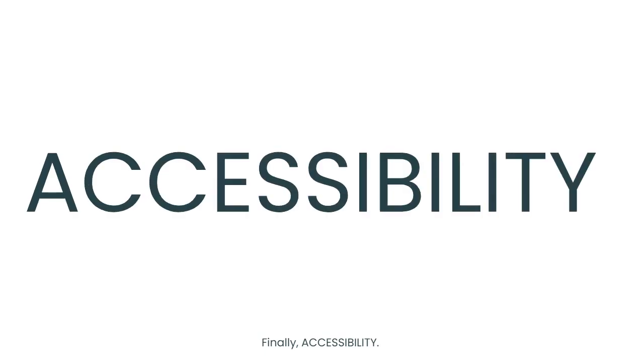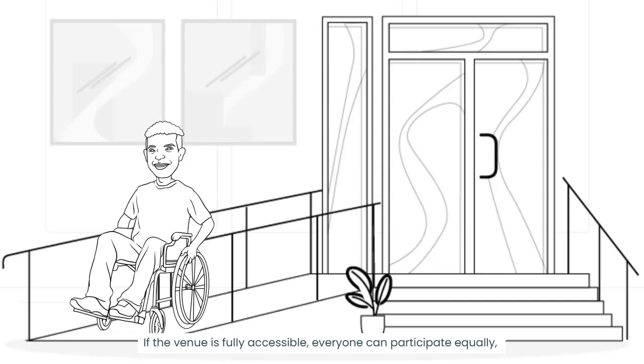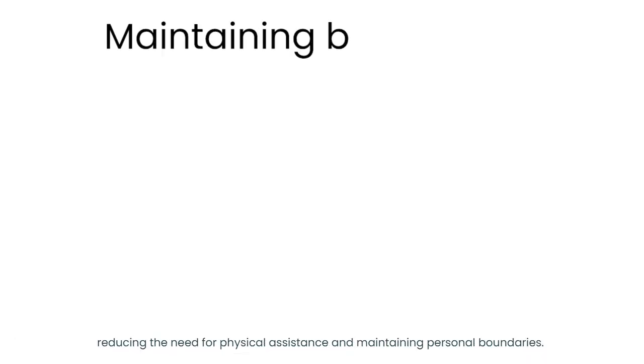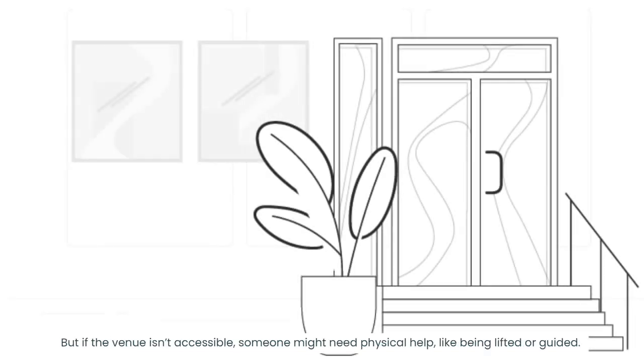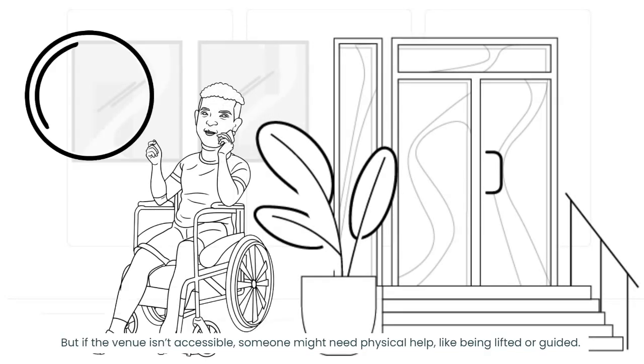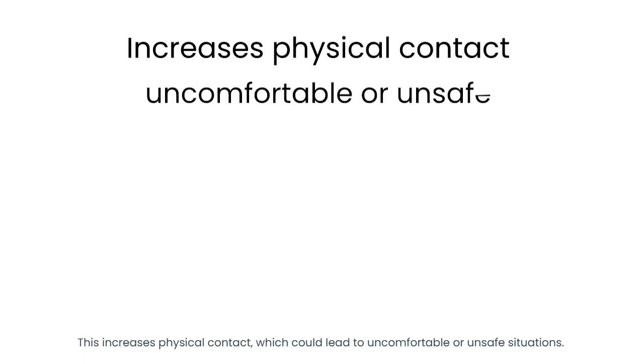Finally, accessibility. If the venue is fully accessible, everyone can participate equally, reducing the need for physical assistance and maintaining personal boundaries. But if the venue isn't accessible, someone might need physical help, like being lifted or guided. This increases physical contact, which could lead to uncomfortable or unsafe situations.